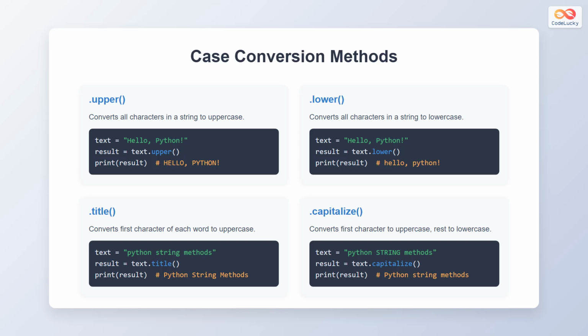The .title() method converts the first character of each word to uppercase. If you apply the title method to the text "python string methods", the result will be "Python String Methods". Finally, there's the .capitalize() method. This method converts the first character to uppercase and the rest of the string to lowercase. If you apply the capitalize method to the text "python string methods", the result will be "Python string methods".